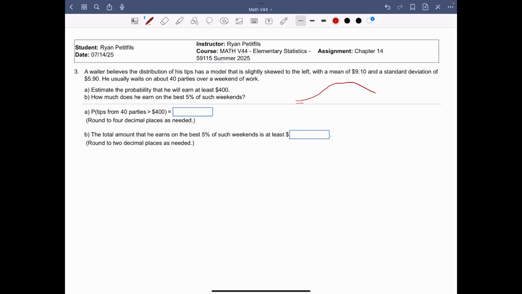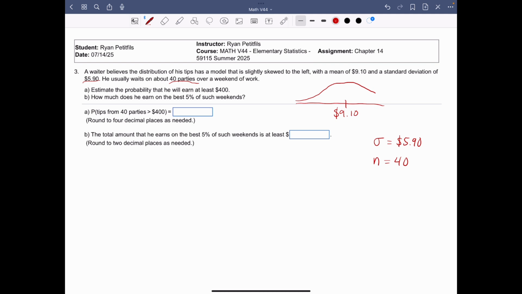With a mean of $9.10 and a standard deviation of $5.90. So that's my little sigma here. He usually waits on about 40 parties. So that's my sample size, n is 40, over a weekend of work. All right, so the first question says, estimate the probability that he will earn at least $400.